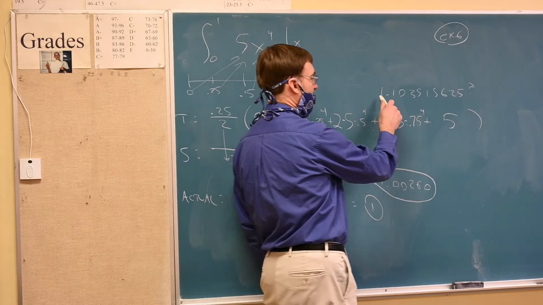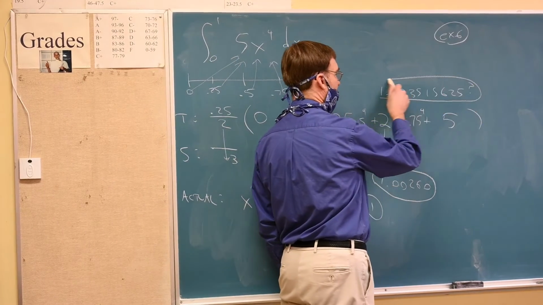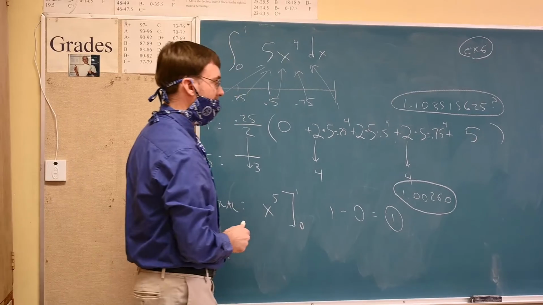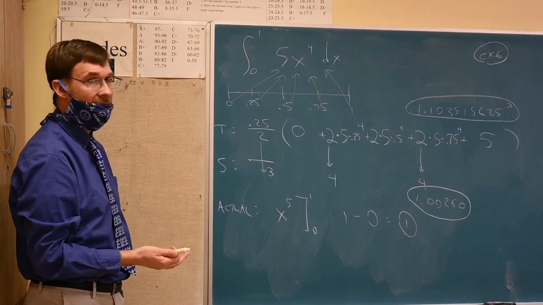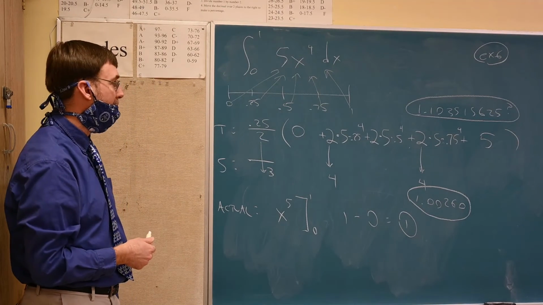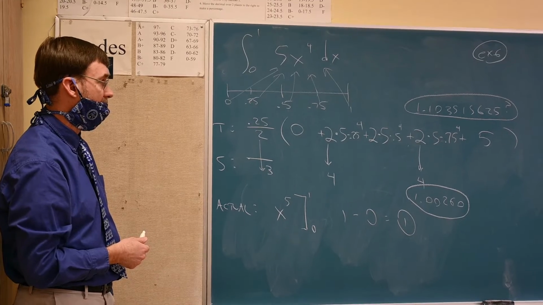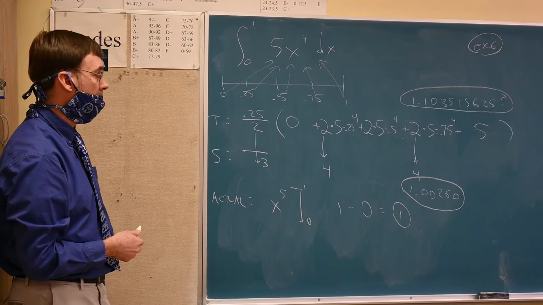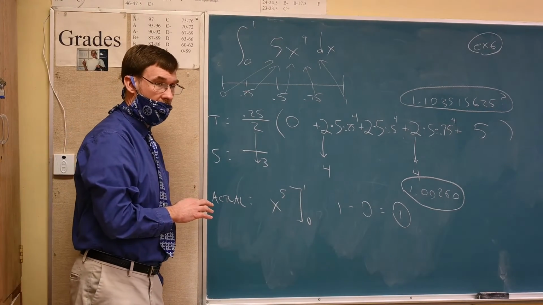I never expect trapezoid to be as close as Simpson. Sometimes it is, sometimes trapezoid gets lucky, but generally speaking, the trapezoid rule is not as good as the Simpson rule. Question about that?